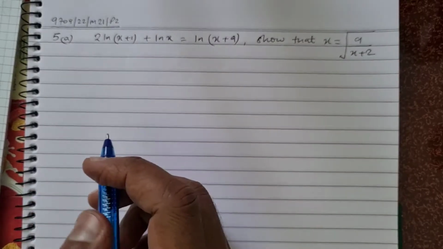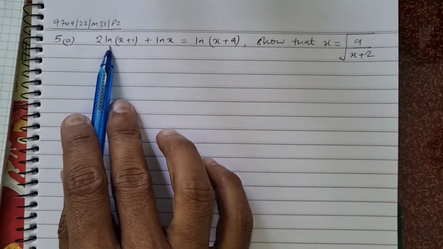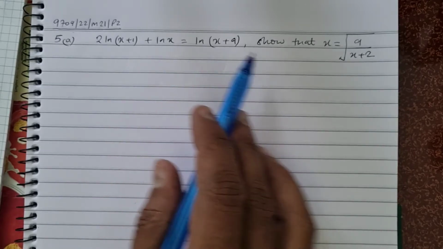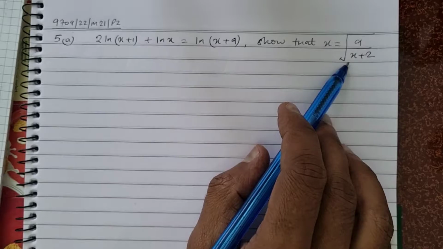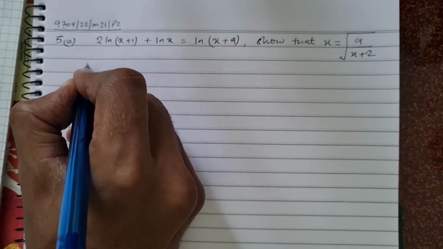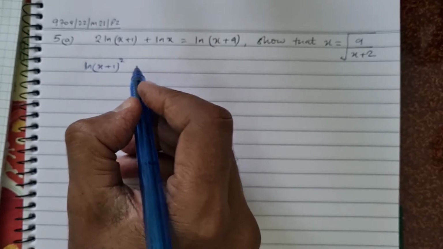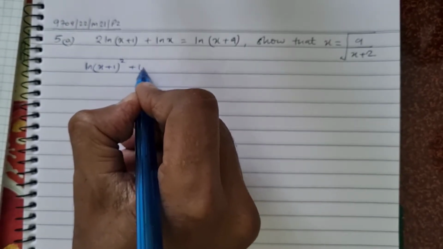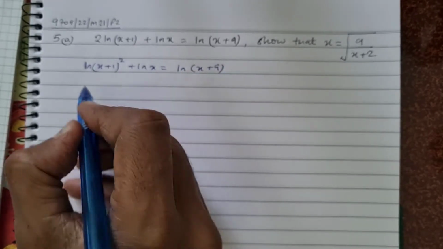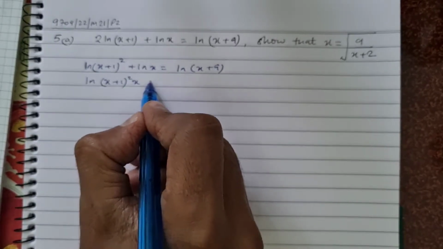Okay, part A of question number 5. We are given that 2 ln(x + 1) + ln x = ln(x + 9), and we have to show that x = the square root of 9 over (x + 2). Let's begin with ln (x + 1) all squared, then plus ln x, which should equal ln(x + 9). Using the laws of logarithms, this is what we come up with.